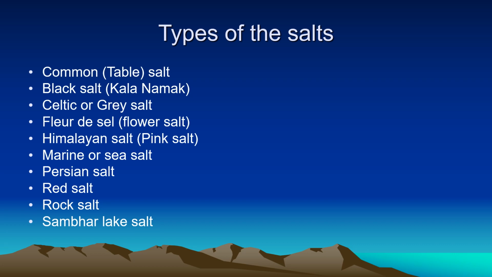Now, what are the types of salts which are being used? The most common one is called common salt or table salt. The others are black salt or kala namak, Celtic or grey salt, flower salt, Himalayan pink salt, marine or sea salt, Persian salt, red salt, rock salt, and Sambar Lake salt. Now I'll be discussing something about each one.